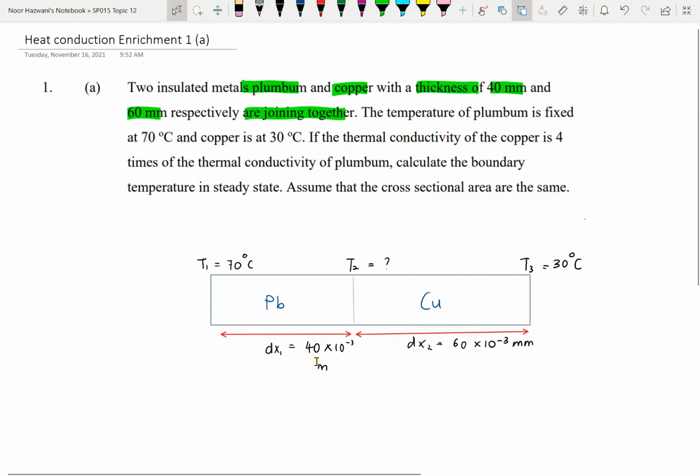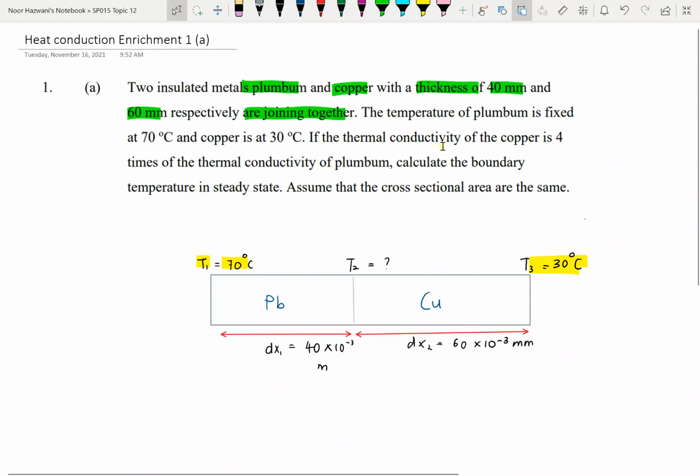So the thickness for the lead is 40 times 10 power of negative 3 meter. I convert into SI unit, and the thickness for the copper is 60 times 10 power of negative 3 meter. And then it said that the temperature of the lead is fixed at 70 degree Celsius. So kat sini I label siap-siap on your left hand side, which is the temperature for the lead, which is 70 degrees Celsius, and then the copper temperature is 30 degrees Celsius. So I did label those temperatures already.